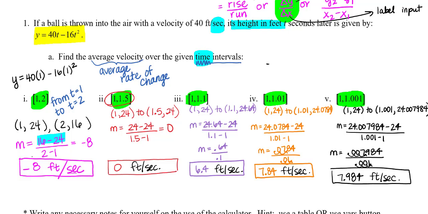It started off being negative. Right here I have -8 feet per second. Then I have 0, which we'll talk about what that means in a little bit. Then I have +6.4, +7.84, and then lastly +7.984. So I can actually see that these are kind of leveling off at a particular value. And so the closer my second t value gets to the first t value, the better the approximation I get for that instantaneous value.